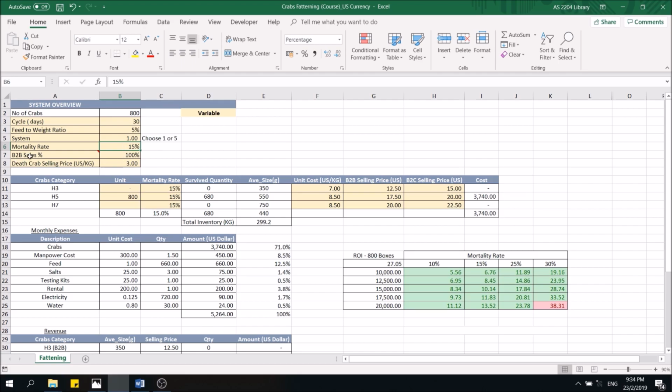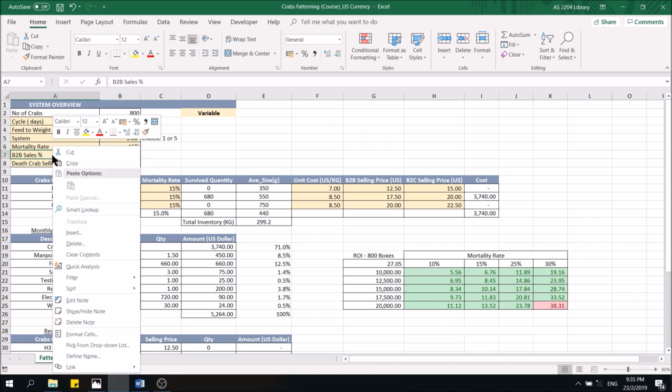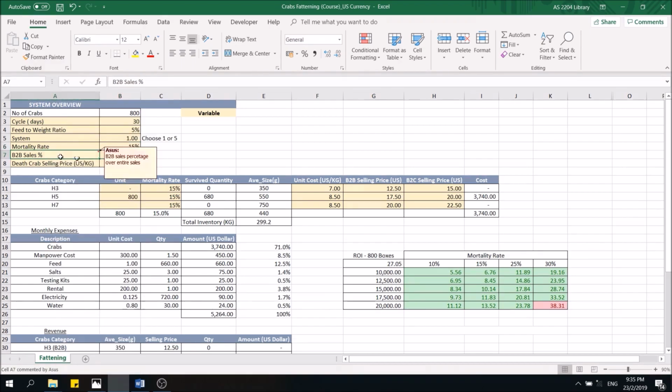Next, we have B2B sales percentage. It means the sales percentage over entire sales. This parameter will show you once you have B2C sales, the ROI can be faster. Next, we have dead crab selling price. So for some countries, you may have 0, but for others, you can have $3 or even higher. It means people will buy it, cook it, and extract the meat.